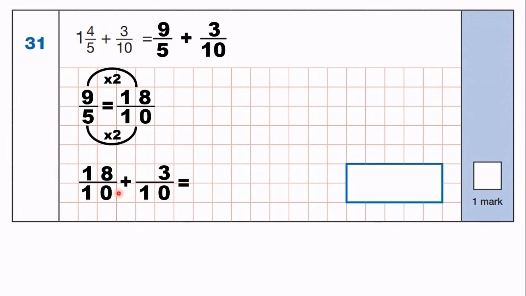So we know that when adding fractions, we keep the denominator the same, and 18 plus 3 is 21. So our answer is 21 over 10. Now we could change that into a mixed number, but in this paper we still get the mark for an improper fraction, so let's move on.